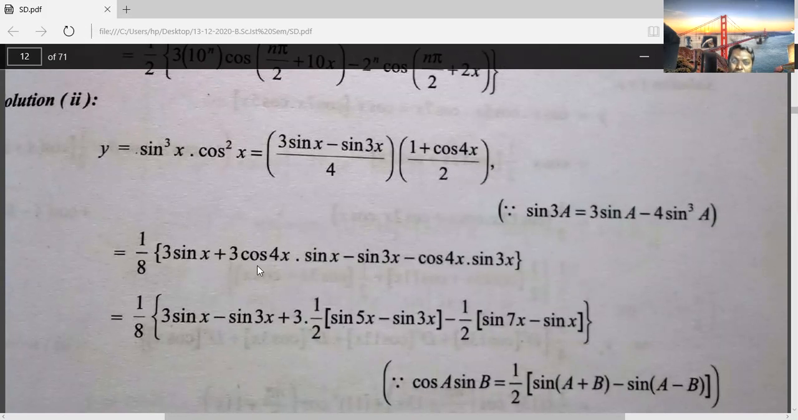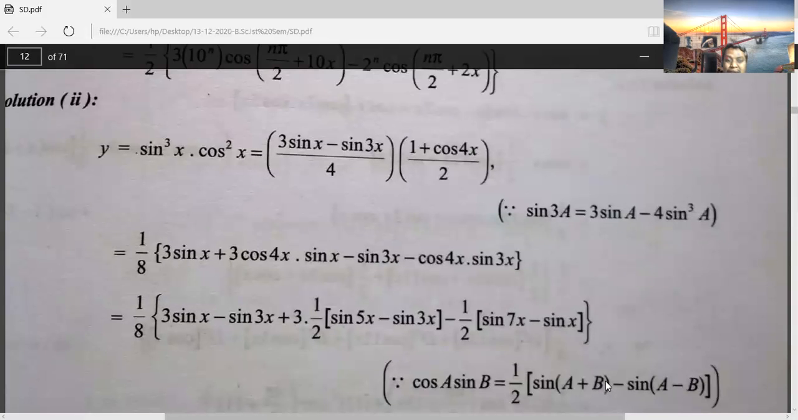Now, but you don't have the formula for the product. Cos 4x into sin x, you don't have the formula, and here also you don't have the formula for this component. Now, you write 3 sin x minus sin 3x, and then 1 by 8 as it is. Now here you see plus 3 into, already you know the formula: cos A into sin B equals half of sin(A plus B) minus sin(A minus B).